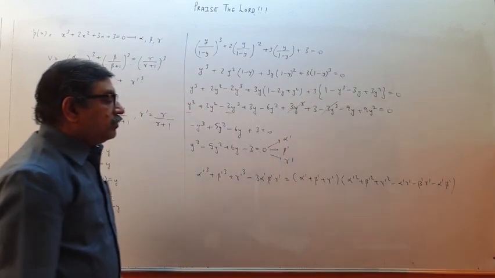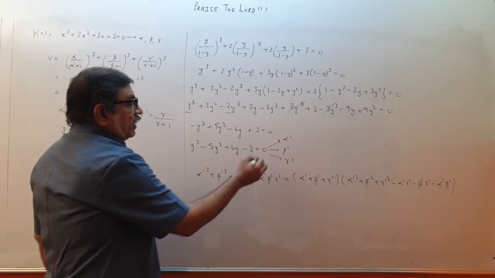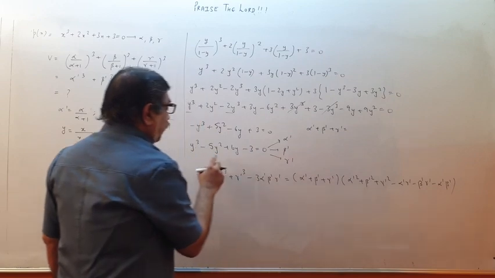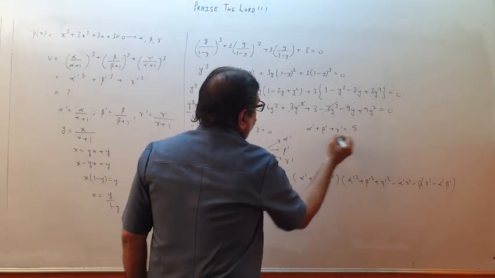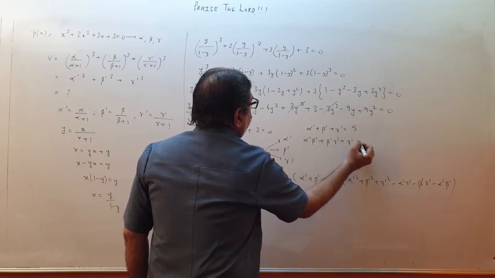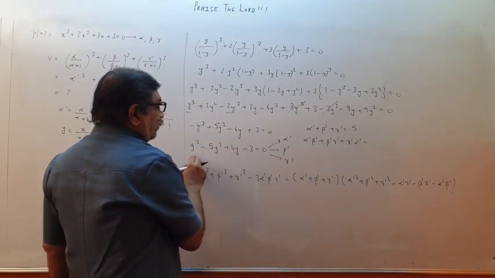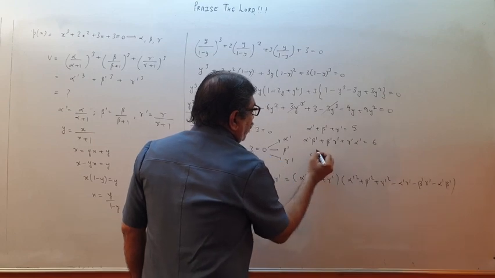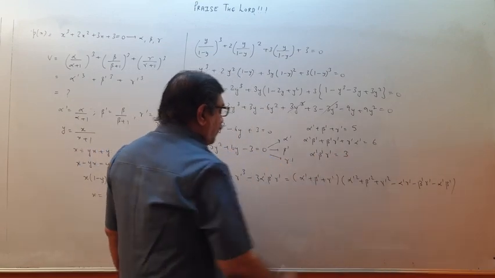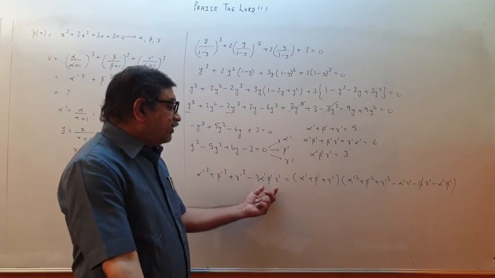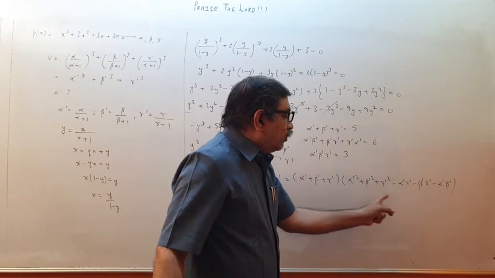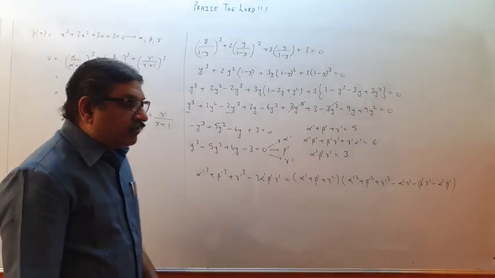This you know. So we can find out what is alpha dash plus beta dash plus gamma dash. That will be 5. We can find out alpha dash beta dash plus beta dash gamma dash plus gamma dash alpha dash. That will be 6. And we can find out alpha dash beta dash gamma dash. That will be 3. So children, I know what is alpha dash beta dash gamma dash, I can put it over here. This also I know, this also I know from here. I don't know what is alpha dash square plus beta dash square plus gamma dash square.